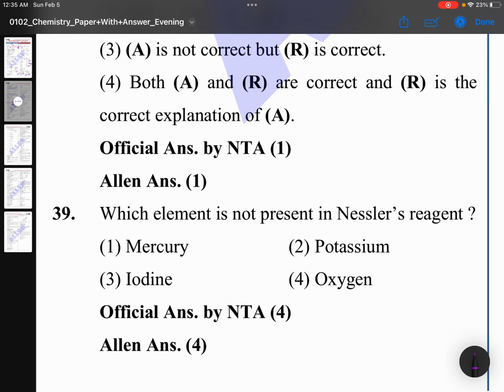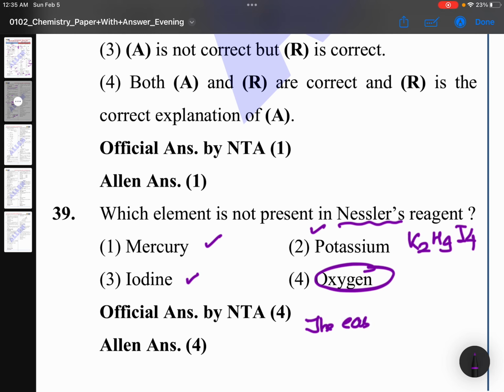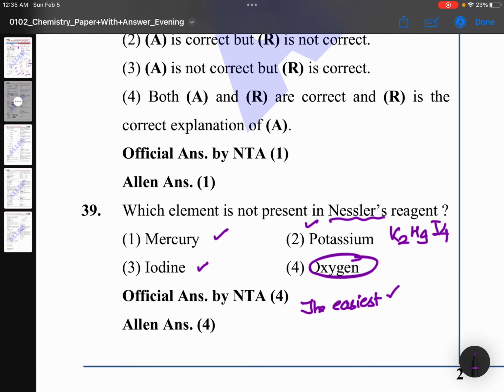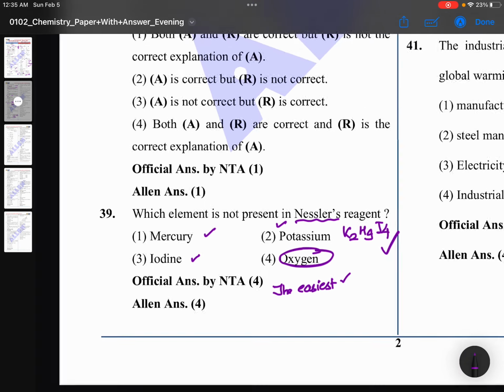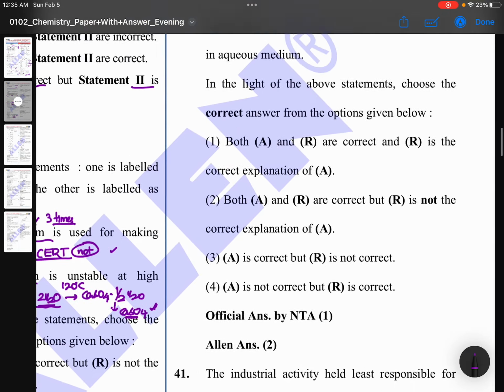Which element is not present in Nessler's reagent? K2HgI4. Mercury is there, potassium is there, iodine is there, oxygen is not there. The easiest question. Practical organic chemistry, practical inorganic chemistry. When you are using lab materials and all, you will get this one. Practical inorganic chemistry, salt analysis, this question is there.